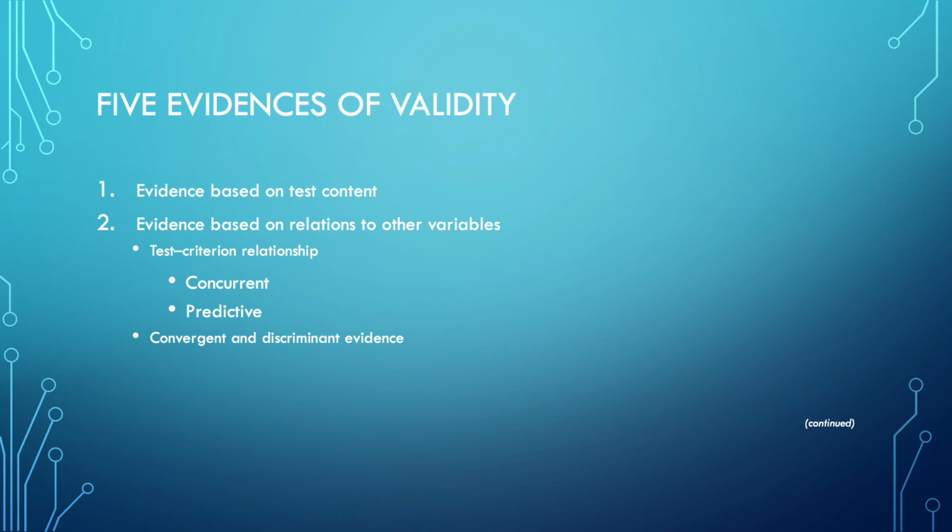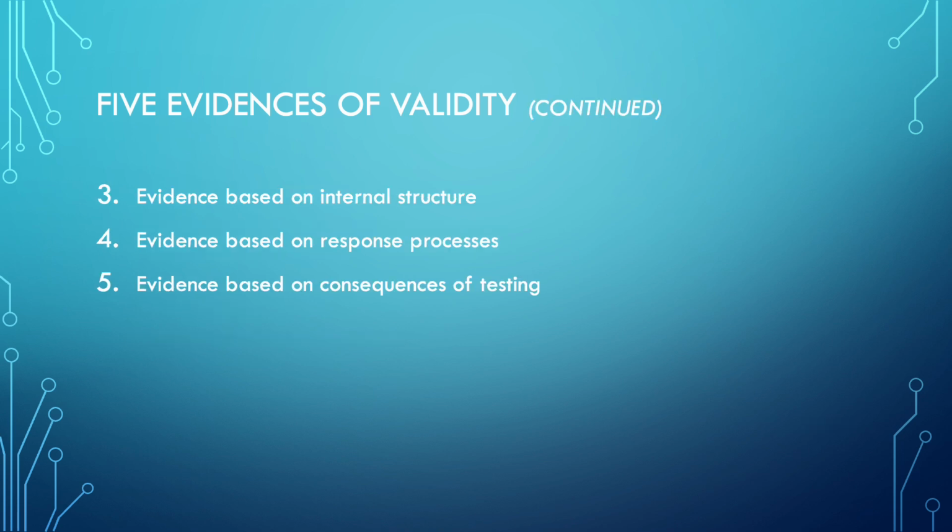The first is evidence based on test content. The second is evidence based on relations to other variables. These can be broken down to test criterion relationships, concurrent or predictive variables, and convergent and discriminant evidence. We will be breaking these down individually in the coming slides. Our other evidences of validity include evidence based on internal structure, evidence based on response process, and evidence based on consequences of testing.